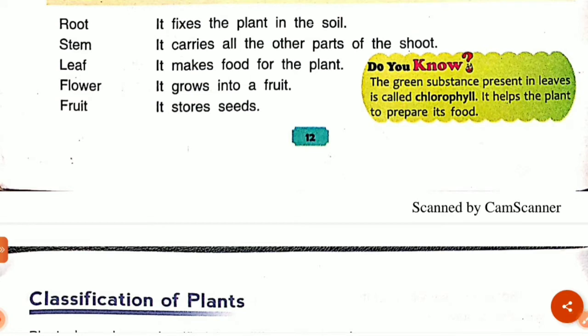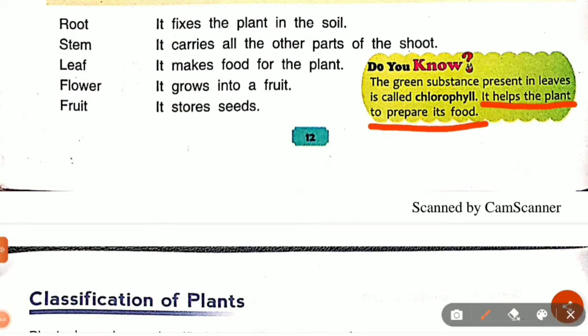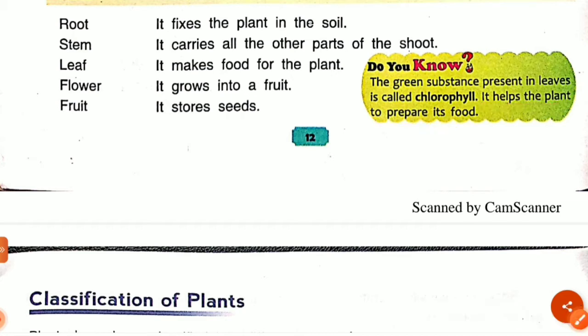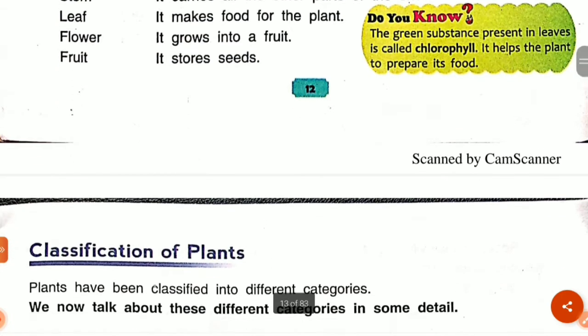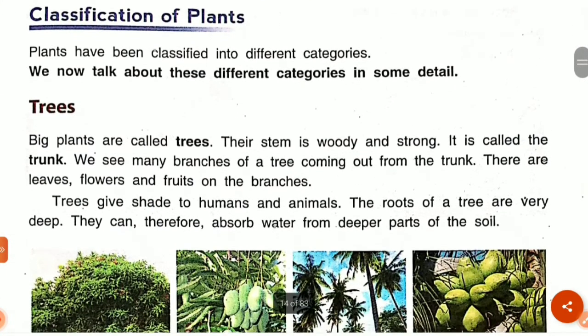Chlorophyll. Okay, so the green substance present in leaves is called chlorophyll. It helps the plant to prepare its food. So chlorophyll is the one which helps the plant to prepare its food. Okay, so you all should remember this. Whatever the age, even if you grow, you should remember this. All right, let's go to the next page.